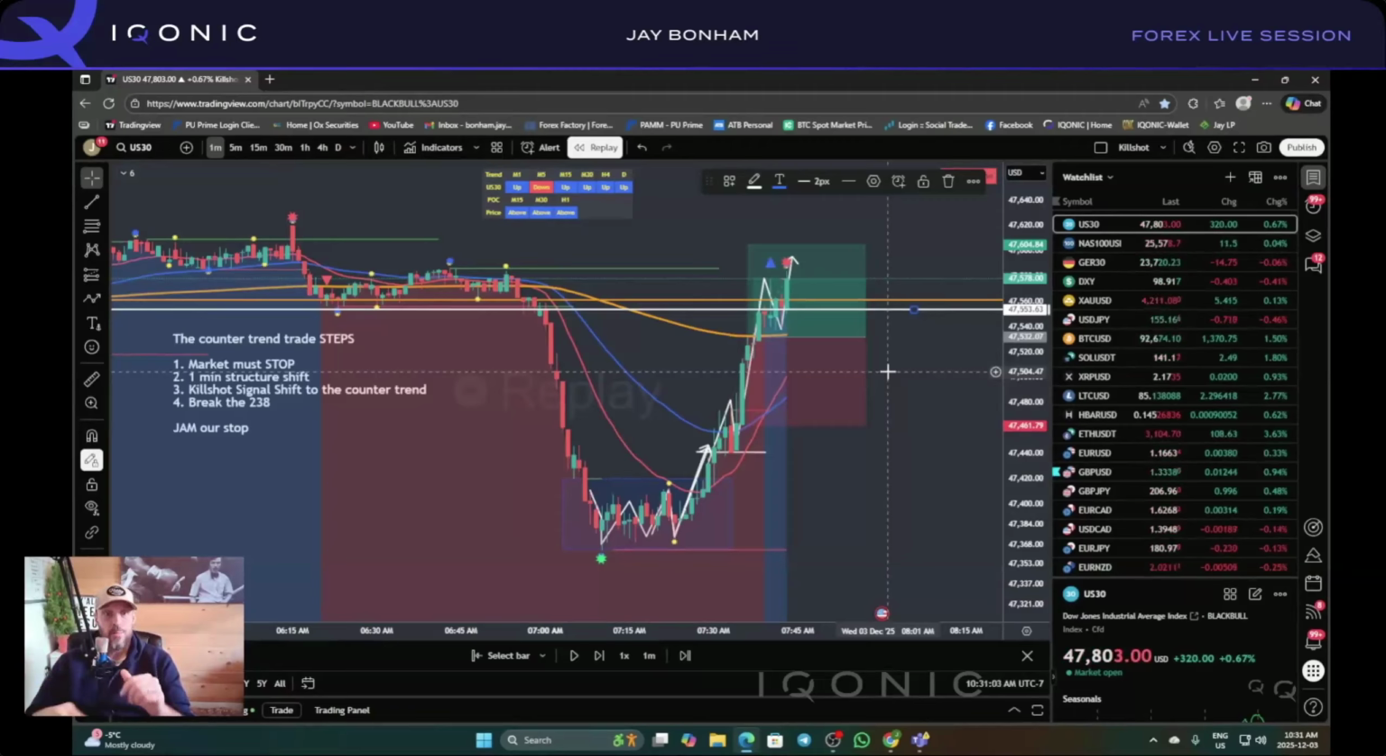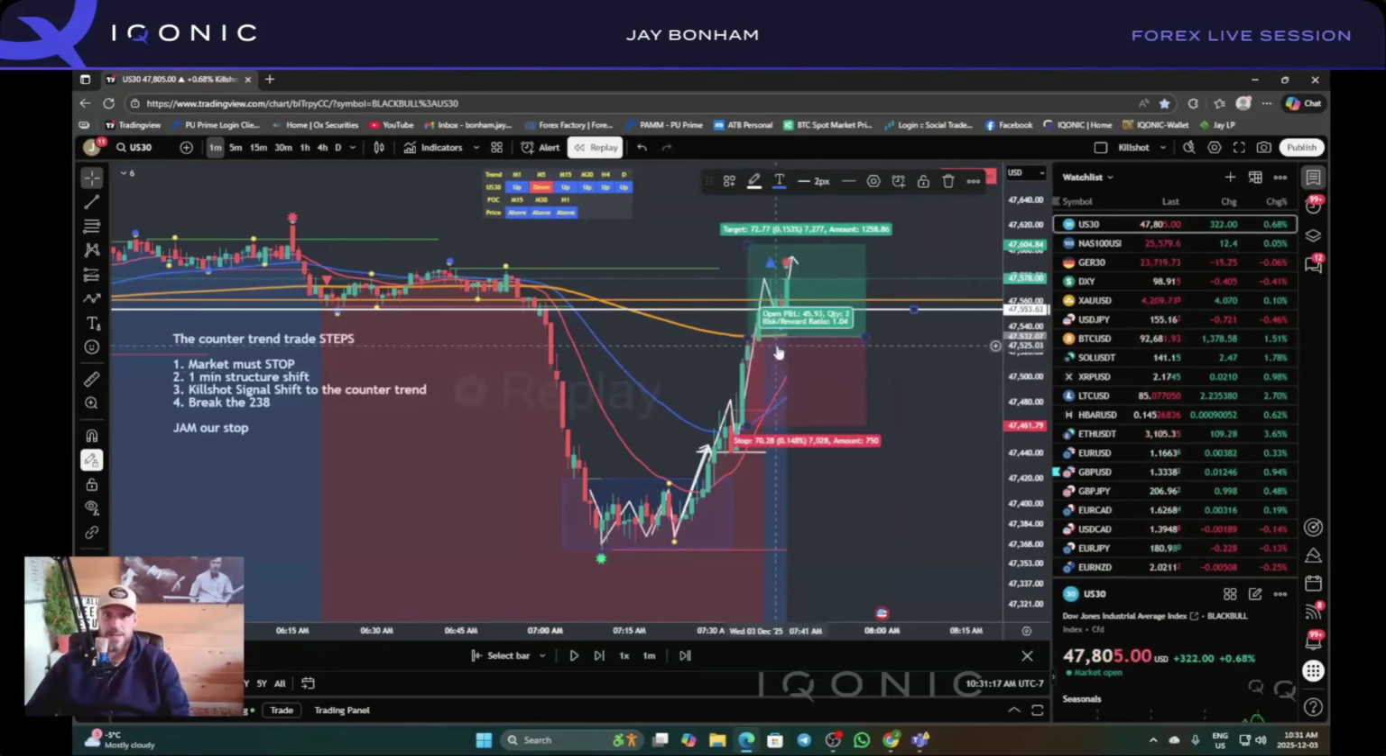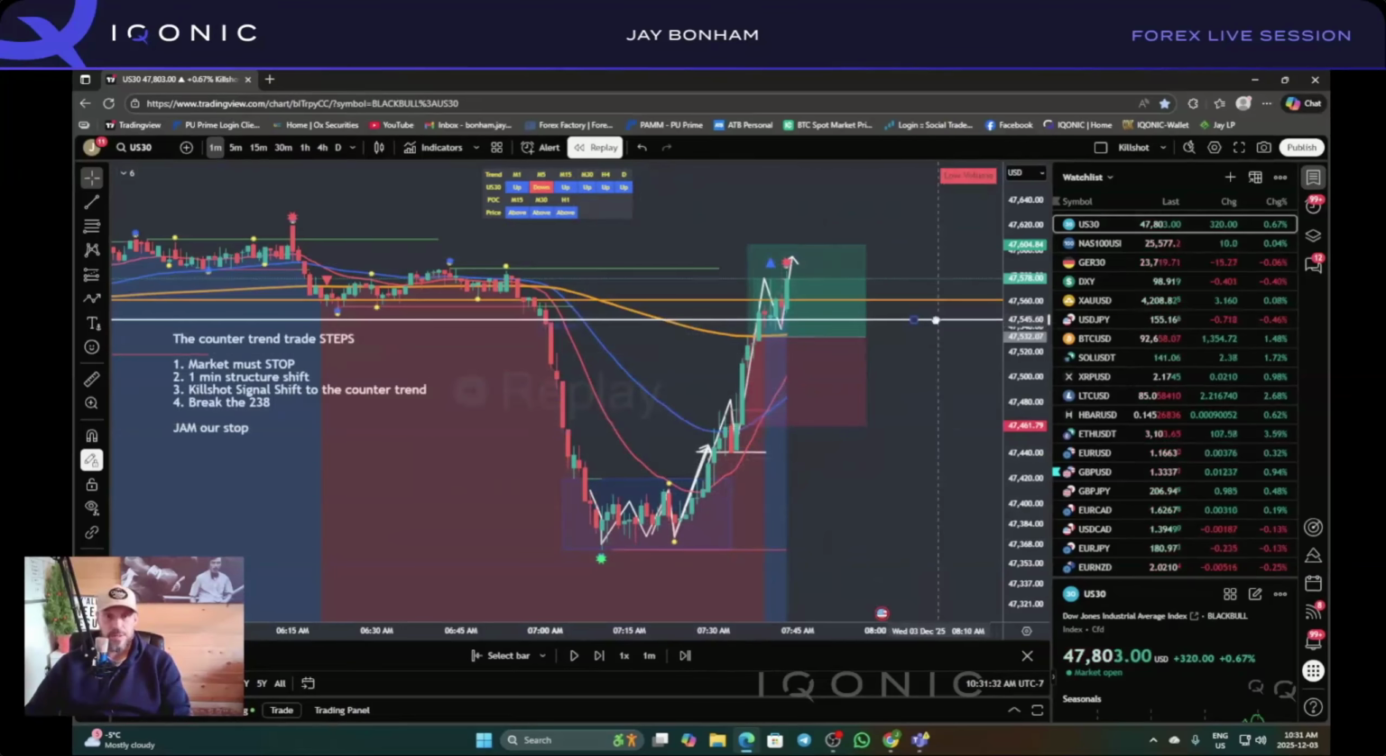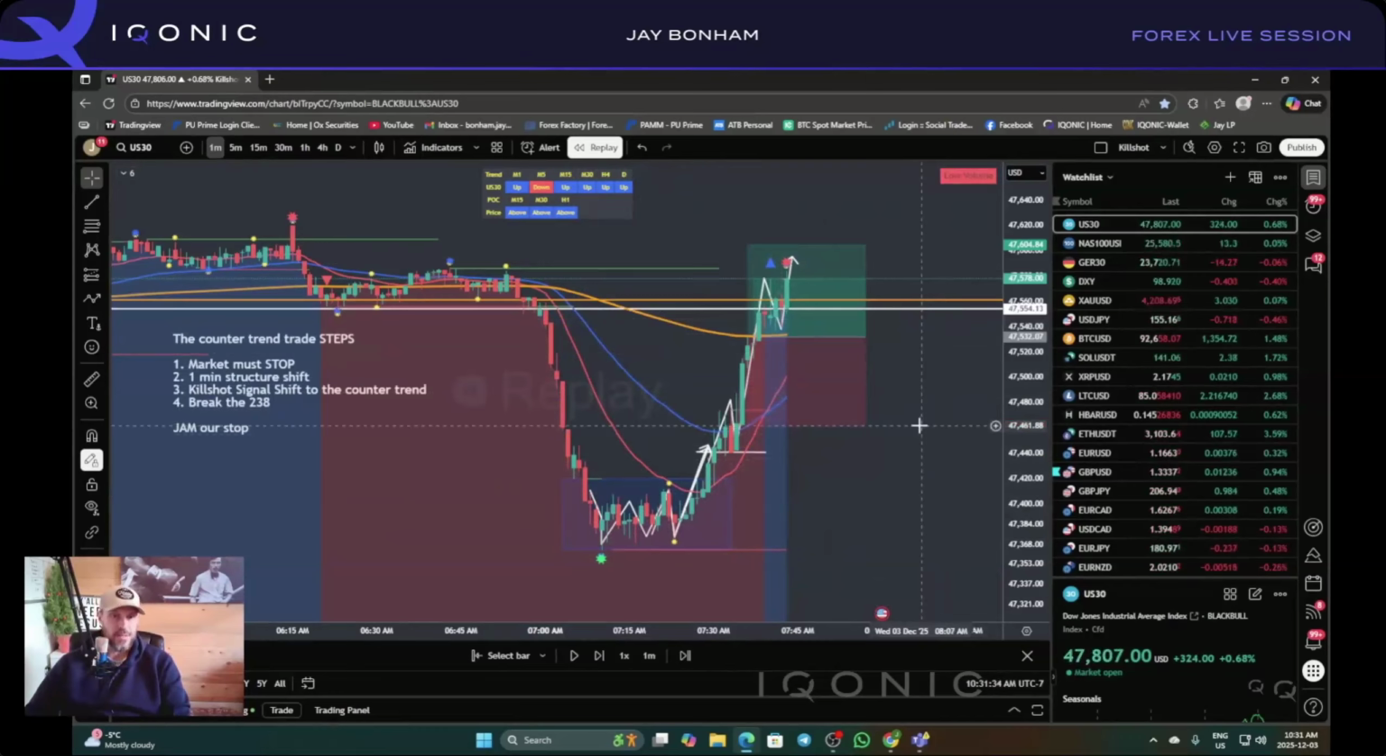Then we want to see a kill shot signal. We see that kill shot signal, we're like, okay, it stopped. This 1 minute structure is changing. We now got a kill shot signal. Now we got 3 of those things telling us it's probably going to want to push back at least a little bit. And if it pushes back and breaks at 238, now is our opportunity to join it. And I know it's like, why can't we just join it down here and take hundreds of pips? Because we didn't get our confirmations until up here. And in order to protect us outside of our normal probabilities, we must jam our stop and take what the market gives us.